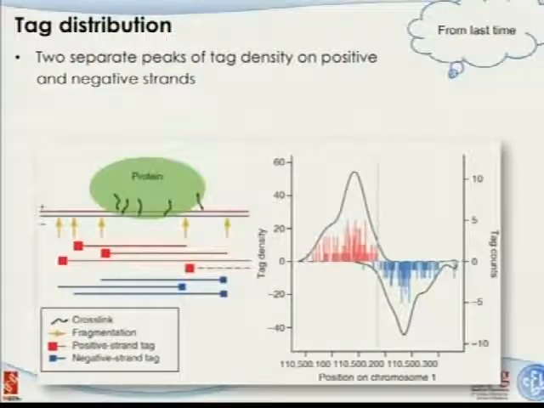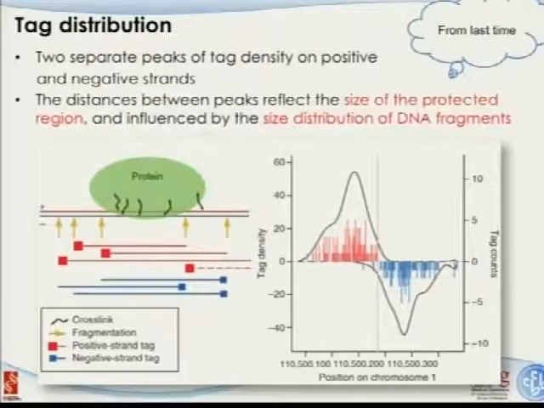Because we are sequencing this DNA always from 5' end to 3' end, you can see there will be significant enrichment on the red part on the left side of the protein binding, and the blue part on the right side of protein binding. So when you put the signals together, it looks more like this. There are two separate peaks of tag density on positive and negative strands. The distance between these two peaks reflects the size of the protected region, which is the size of the protein binding sites, and is also influenced by the size distribution of the DNA fragments.